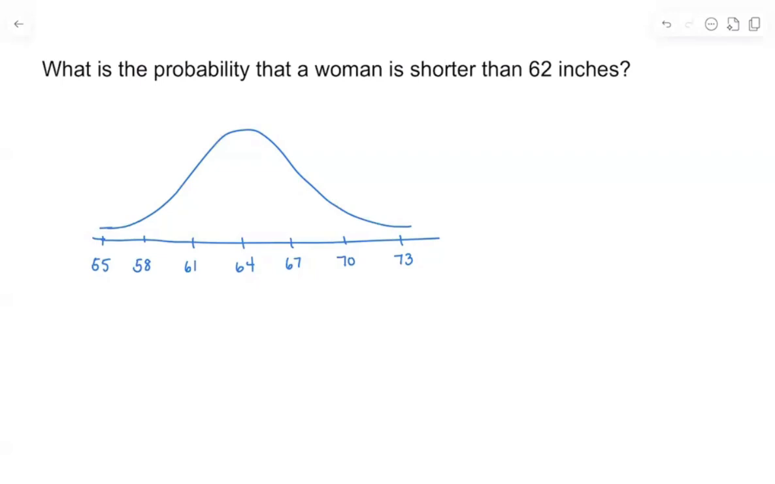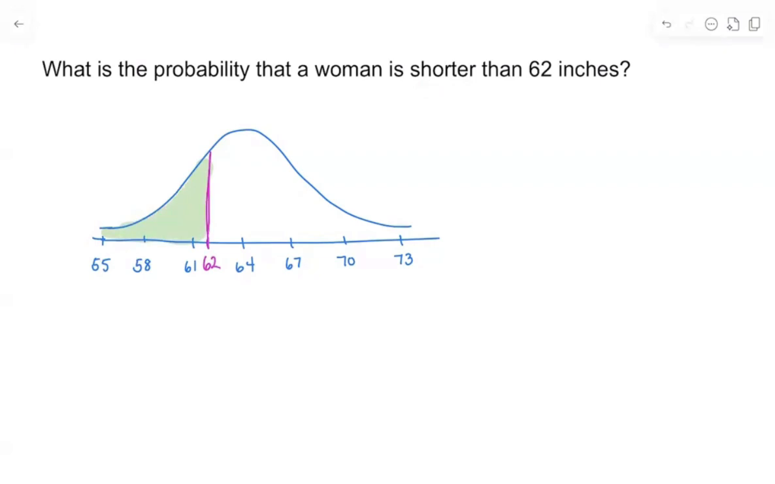So 62 is between 61 and 64. So here's 62. And I'm interested in women that are shorter than 62 inches. So here's 62, and the shorter side is people with heights less than that, right? Shorter means less than. So now I'm trying to find the area of this shape. And the 68, 95, 99.7 rule doesn't help me here.